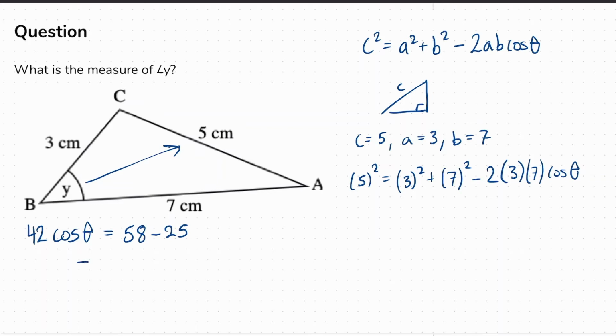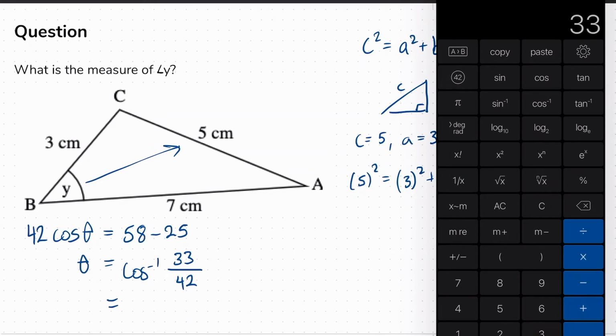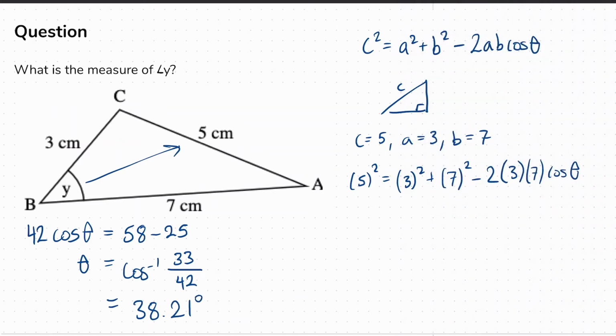Okay, so theta, I'm going to do 2 steps here at once. That becomes 33 divided by 42. And we've got rid of the cos by doing inverse cos. Okay, so what's that equal to? Well, now I'm going to need my calculator. So 33 divided by 42, inverse cos is 38.21 degrees to 2 decimal places. And that is the cosine rule applied.